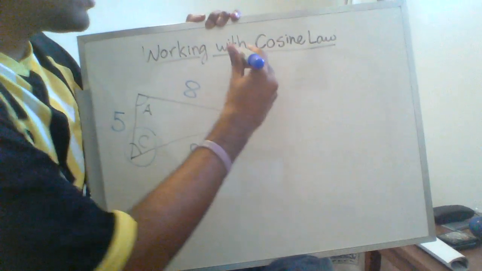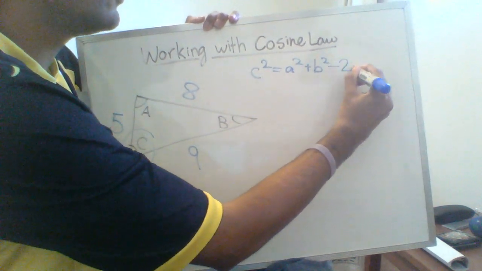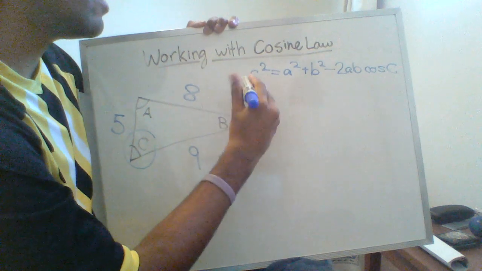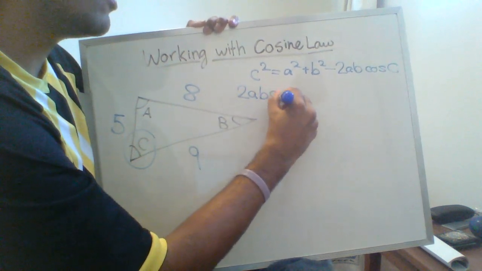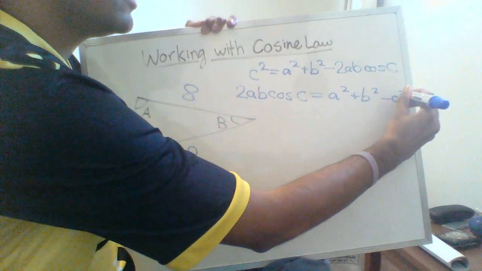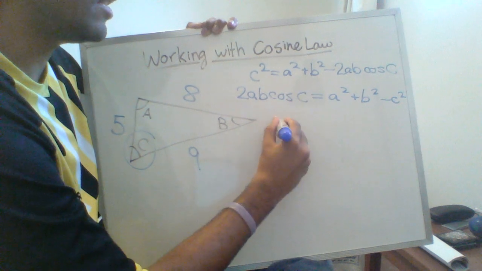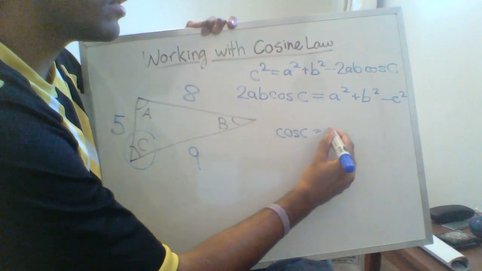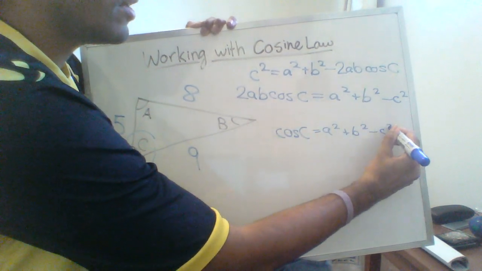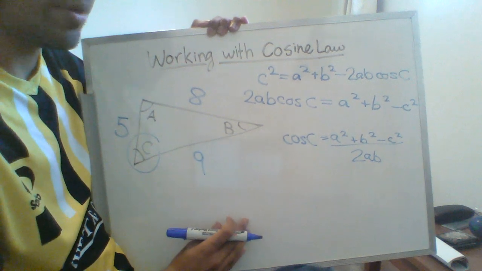Now, we start with the original equation, C squared equals A squared plus B squared minus 2AB cosine of angle C. You rearrange, bring this over to the left side and make it positive, so you get 2AB cosine of C equals A squared plus B squared minus C squared, and then you divide out 2AB, because we don't want the rest of it attached to cosine C. So we're left with cosine of C is equal to A squared plus B squared minus C squared divided by 2AB. Okay, and this is what we are working with now.